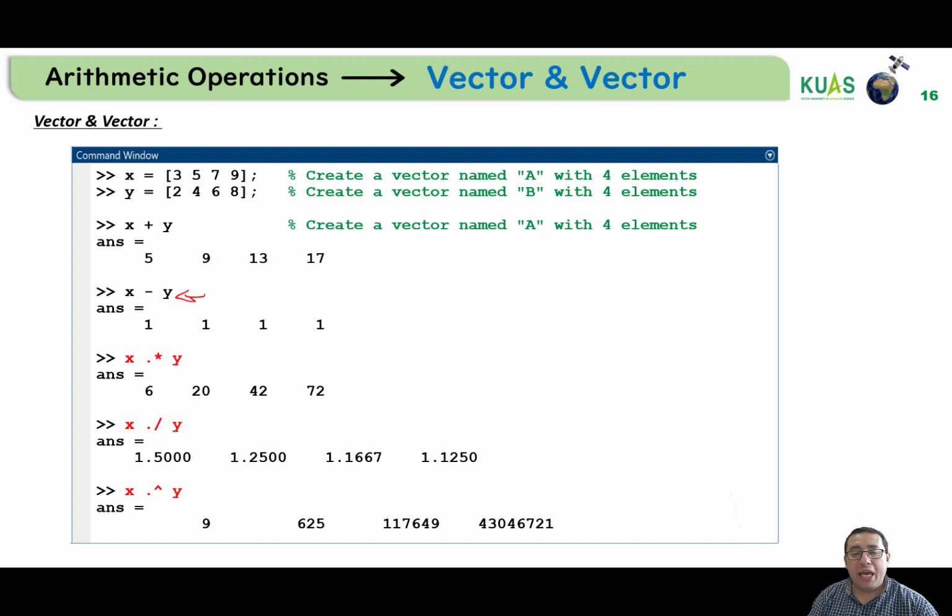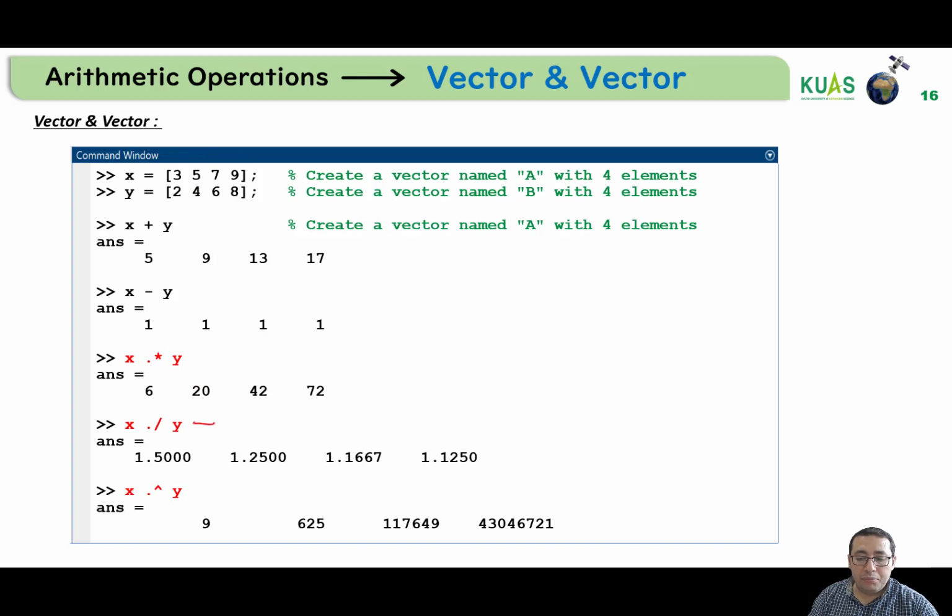And similarly, if we say x minus y, the first element 3 minus 2 will be 1, and 5 minus 4 is 1, 7 minus 6 is 1, and then 9 minus 8 is 1. For the multiplication, we should use the dot multiply because in the vector case, we should use the dot to have element by element. So 3 multiplied by 2 is 6, and then 5 multiplied by 4 is 20, and 7 multiplied by 6 is 42, and 9 multiplied by 8 is 72.